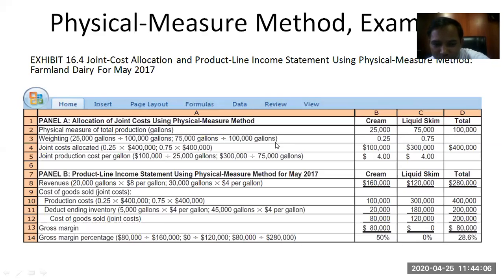And this 4 lakh, this $400,000, is allocated on the basis of the ratio calculated. That is, 25 percent multiplied by 400,000 comes to 1 lakh. 75 percent multiplied by 400,000 comes to 3 lakhs. So this is how this joint cost is allocated. Later on, if you want, you can calculate it on a per unit basis also. So this is the physical measures method.